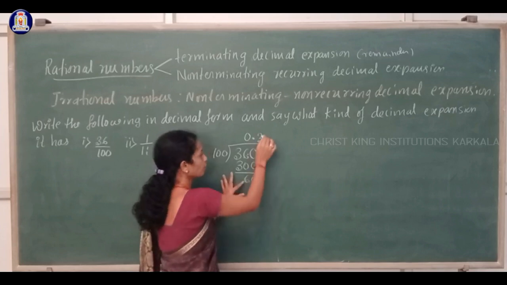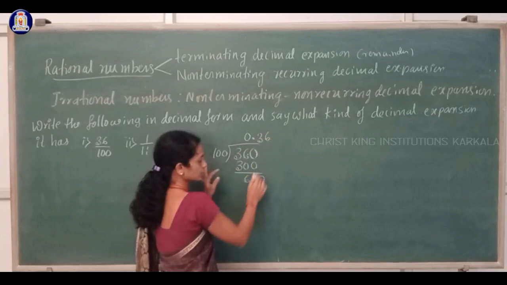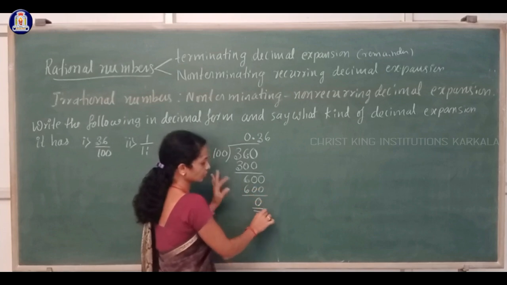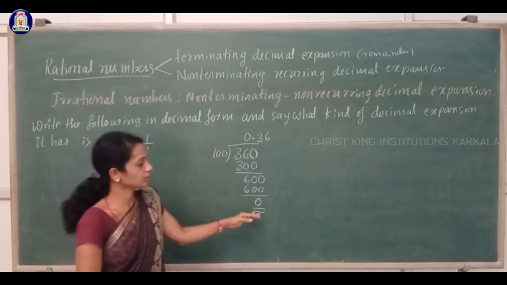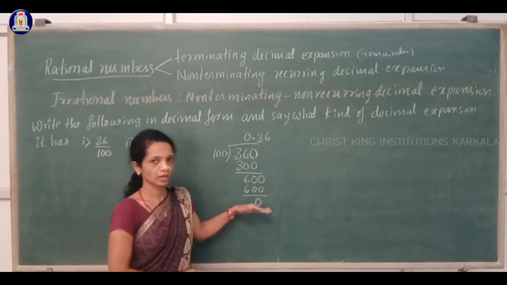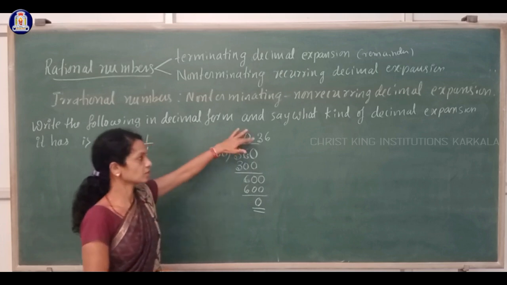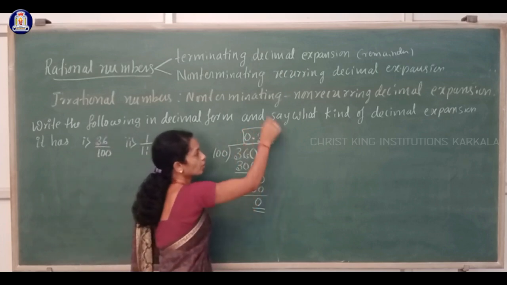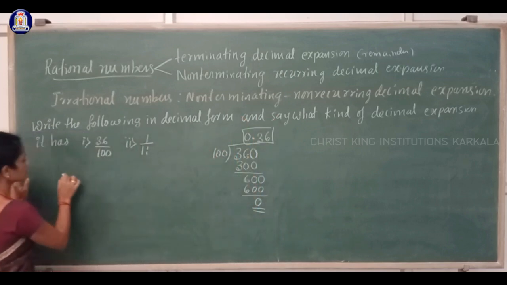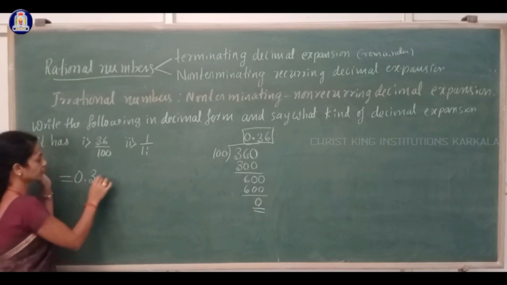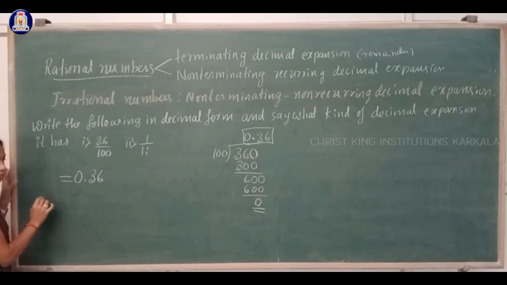Now 600, how many times? 100 6 times, 600. So here we get a remainder 0. So here division stops because we get a remainder 0. Okay, division stops at this stage. So here which decimal expansion did we get? 0.36. Okay, so that is the decimal expansion of 36 by 100, 0.36. And which type of decimal expansion this is, that you have to write. Okay, without missing you have to write.